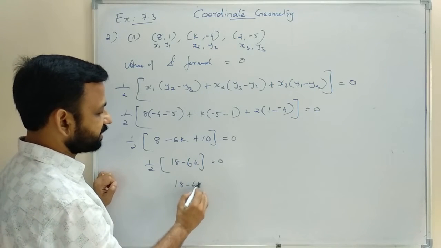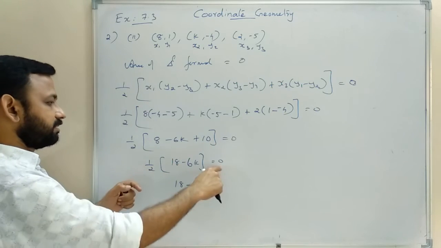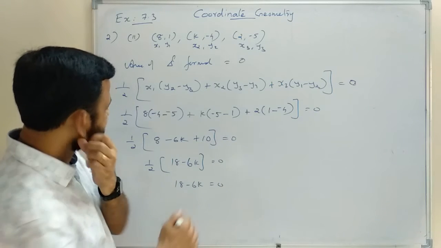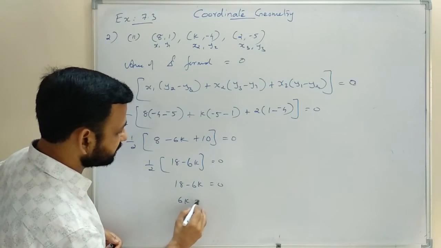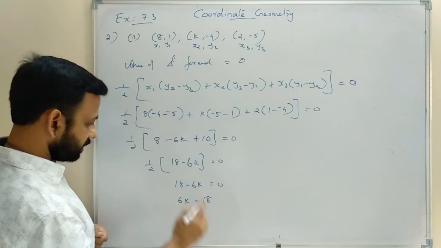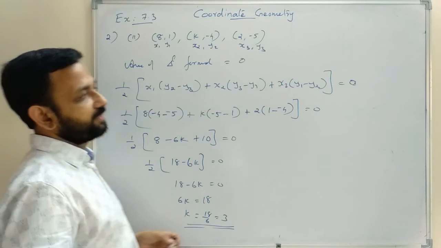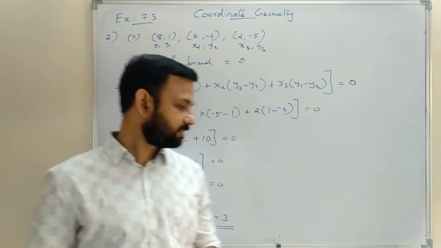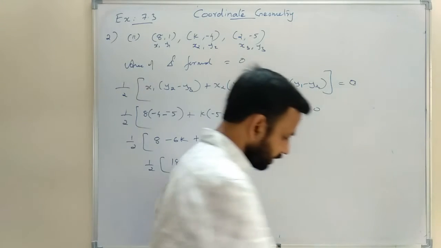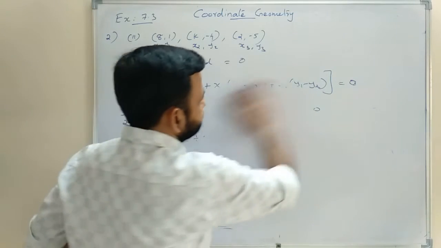Therefore 18 minus 6k equal to 1 by 2 into 0. When we cross multiply, that 1 by 2 will go to that side, so it will be 0. So 18 minus 6k equal to 0. Therefore 6k is equal to 18, therefore k is equal to 18 upon 6, that is equal to 3. So we got the value of k as 3. If they are collinear, then the value of k is equal to 3.